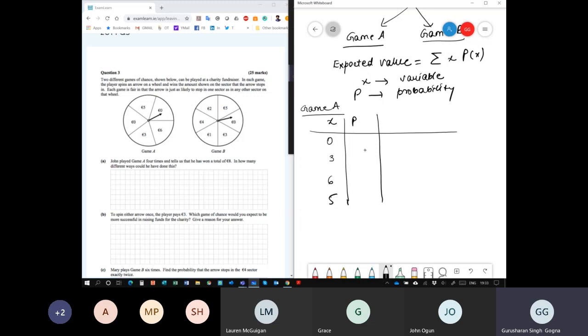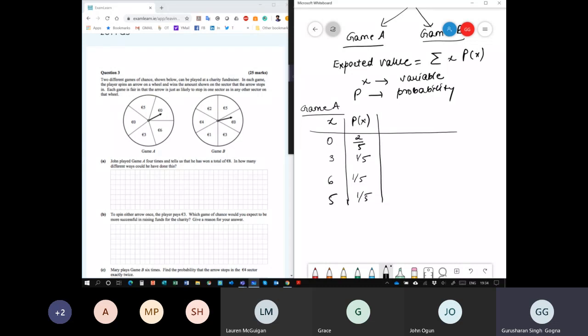Now you write down the probability of each of these numbers. What is the probability of getting €0 in game A? Okay, how will you find out? The total number of sectors is 5, but out of 5, 2 sectors have €0, isn't it? So it is 2 over 5. 3, 1 over 5. 6, 1 over 5. And 5, 1 over 5. So these are the probabilities of each of the numbers, isn't it?